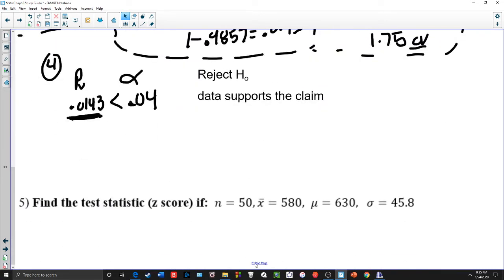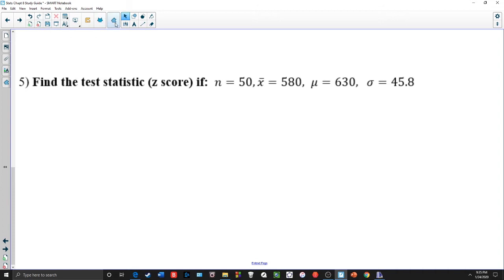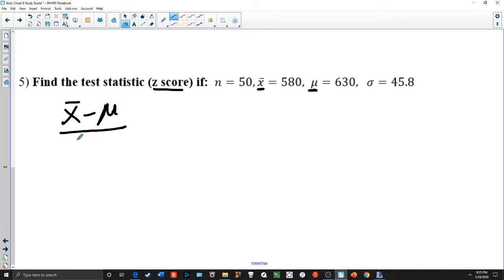Let's look at this one here. Speaking of changes. So it says find the test stat, which is a z-score they're telling us. If n is 50, x bar is 580, mu is 630, and the standard deviation is 45.8. So in this case here, since we're dealing with an average and an x bar, we're going to use the mu formula for the test stat. So the average formula for the test stat using a z-score is x bar minus mu over sigma over root n. Again, it's a formula in the back of the study guide. You'll have that for the test as well, so you don't need to memorize it.